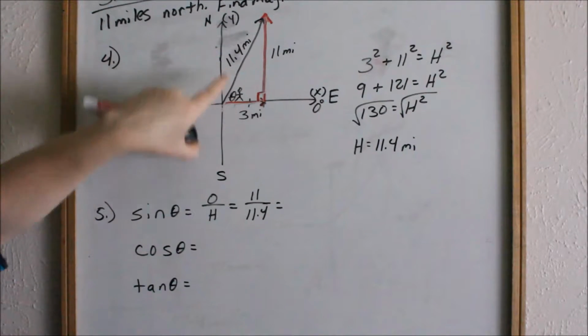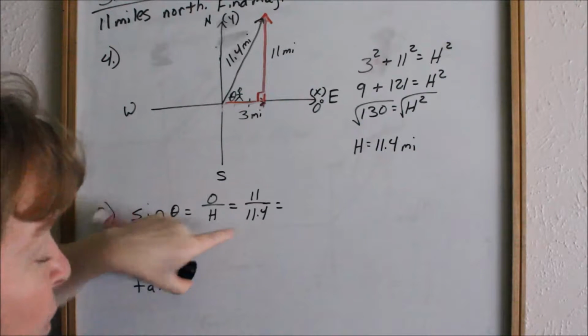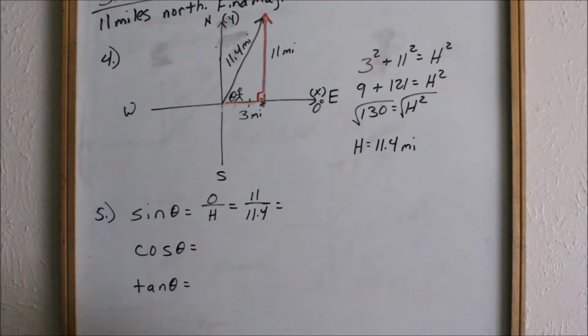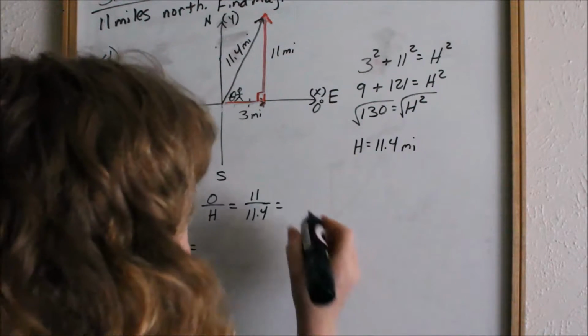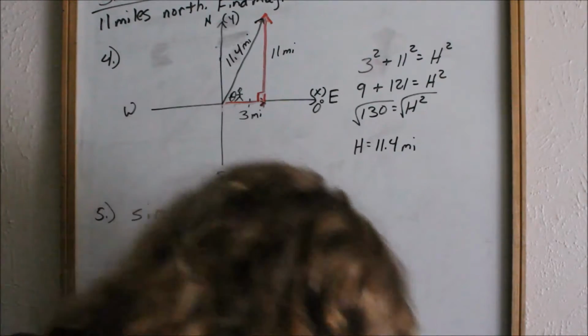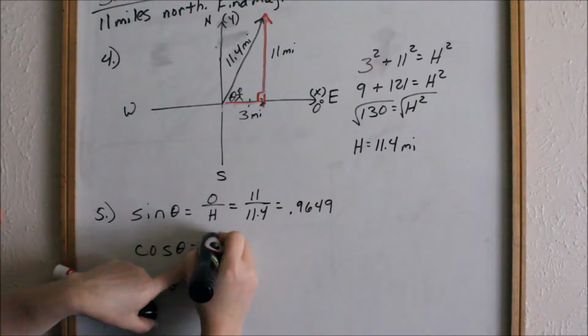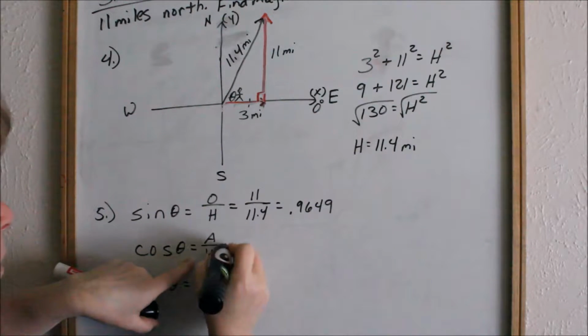Then they want you to put that into a decimal. They want you to go ahead and divide it out. 11 divided by 11.4 and put it to 4 decimal places. So 11 divided by 11.4 equals 0.9649.